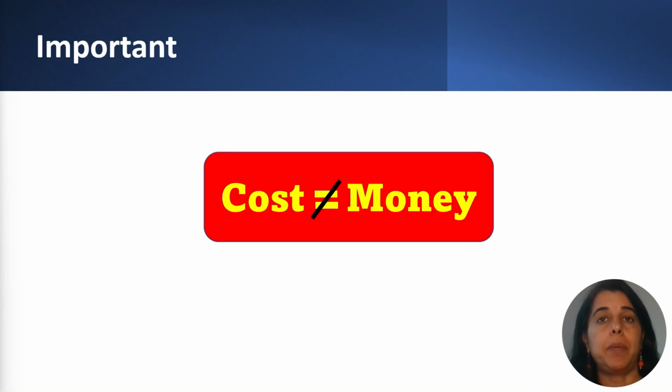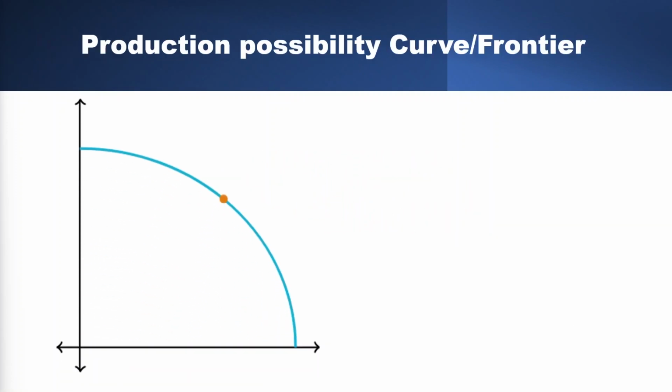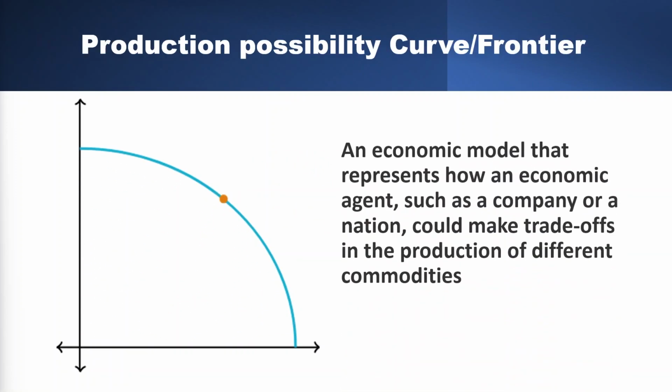Also, you need to keep in mind that cost is not always equal to money in economics. In economics, cost includes explicit costs as well as implicit costs. The psychic profit or loss is also a part of the cost. In economics, the model used to illustrate the concept of opportunity cost is called the production possibility curve or frontier.